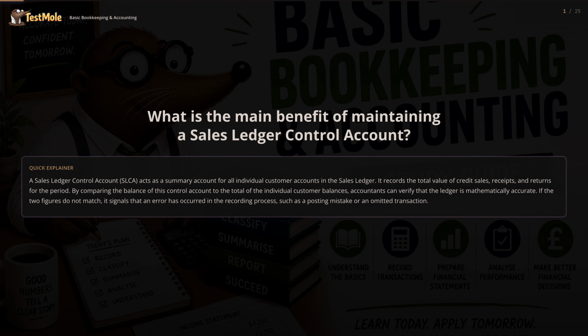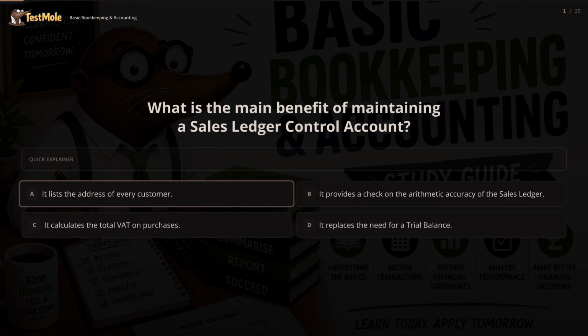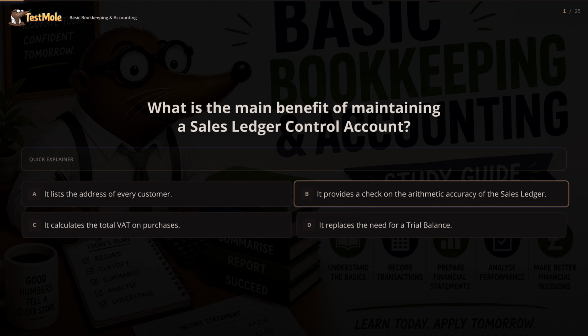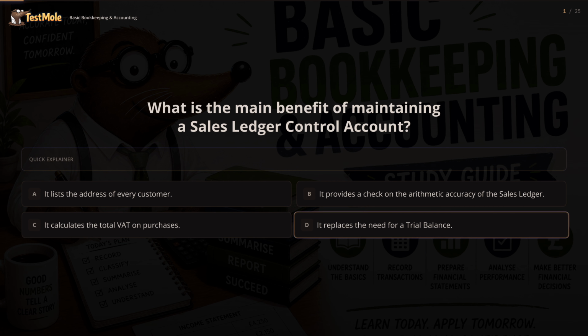If the two figures do not match, it signals that an error has occurred in the recording process, such as a posting mistake or an omitted transaction. The options are: A. It lists the address of every customer. B. It provides a check on the arithmetic accuracy of the sales ledger. C. It calculates the total VAT on purchases. D. It replaces the need for a trial balance.